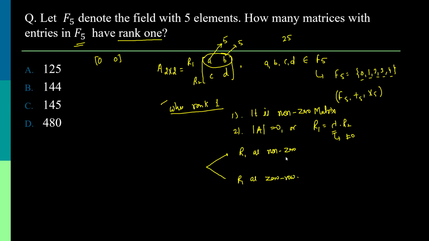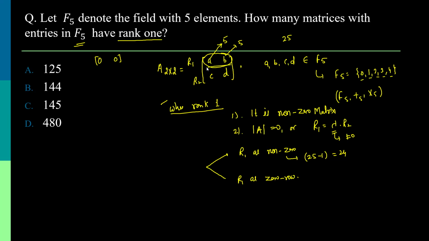So in order to get non-zero choices, I should subtract that 1 from here. So I get 24 choices when R1 is non-zero. Now I am supposed to make, in both the cases, the rank of the matrix 1.